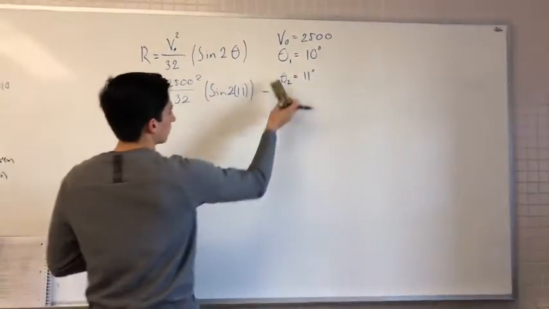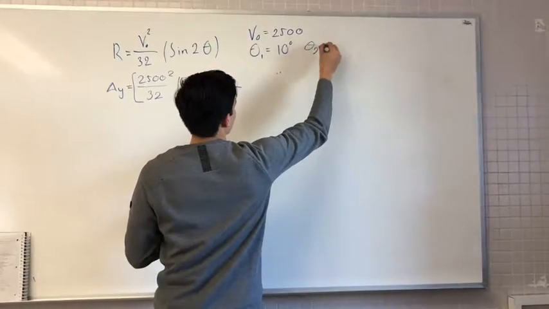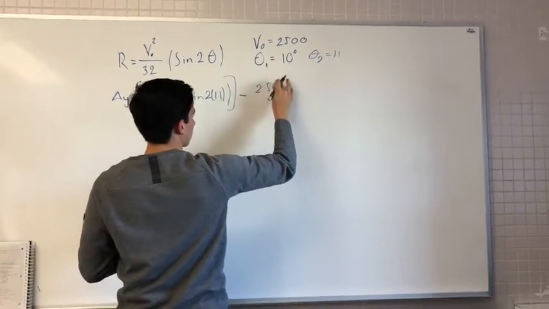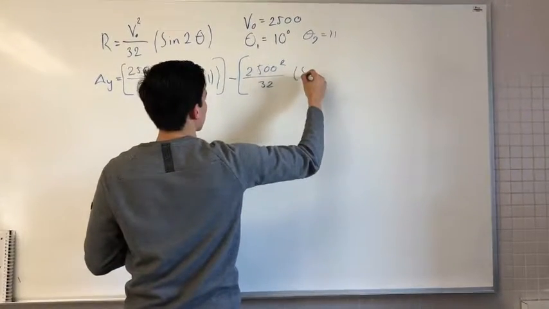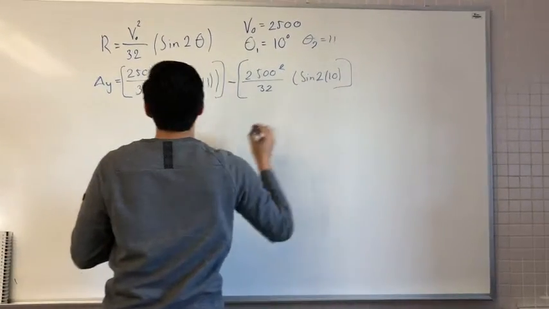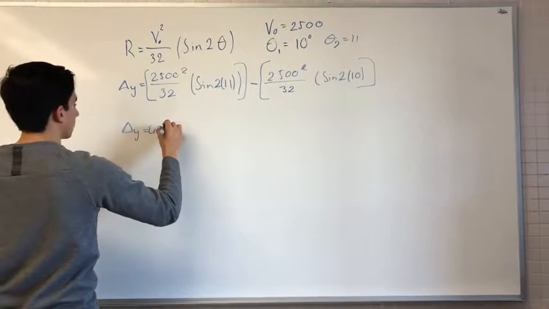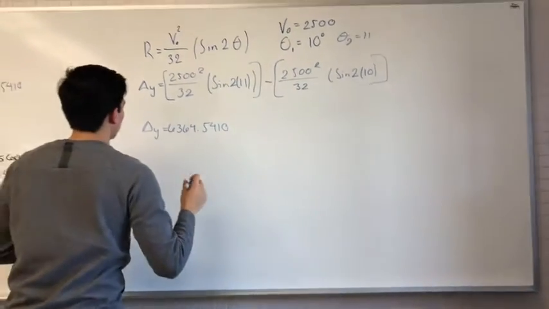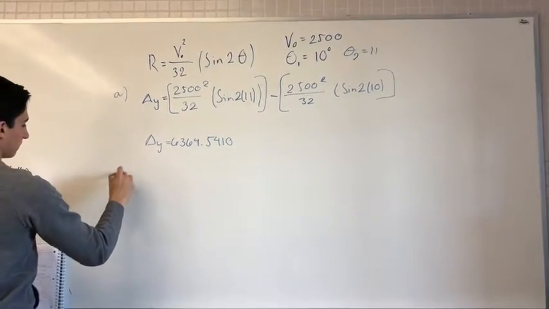We also know that velocity equals 2,500. So then we substitute this information they gave us into the increment formula, which in this case will be 2,500 squared over 32 times sine 2 times 11 minus 2,500 squared over 32 times sine 2 times 10. Then you plug that in the calculator and you should get the answer with the proper notation, that is delta y equals 6,364.5410.